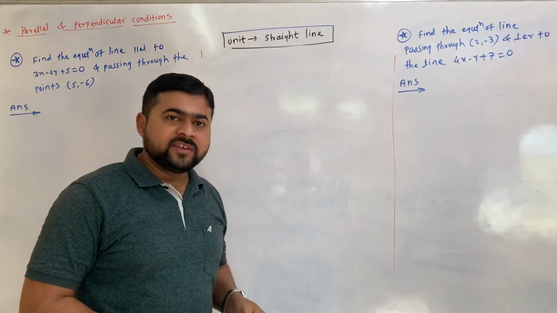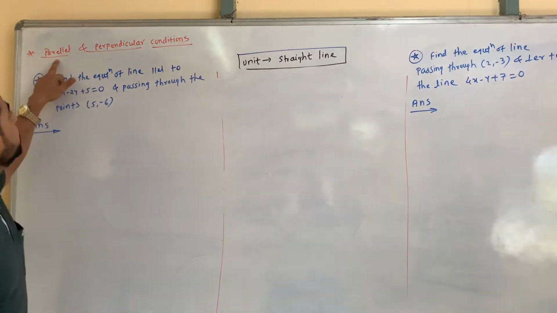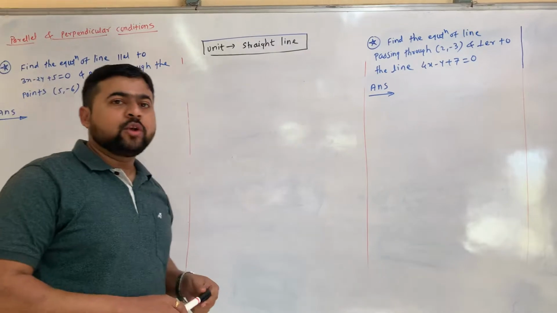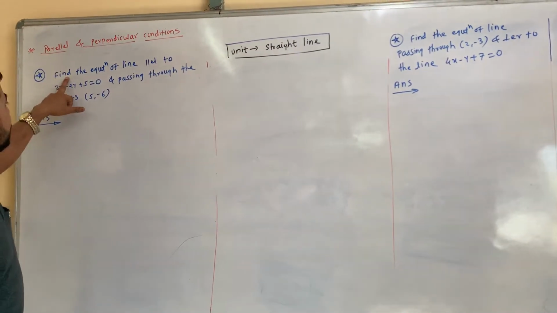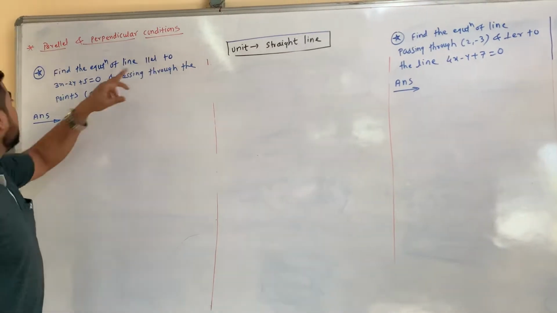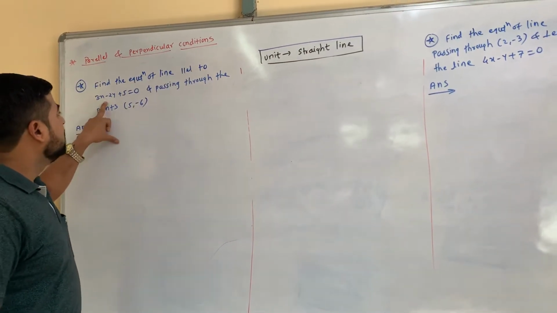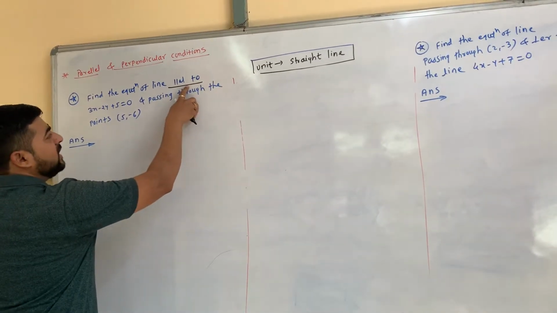Today we will see a new topic in straight lines, called parallel and perpendicular conditions problems. First problem: find the equation of the line parallel to this line and passing through these 2 points. This is the parallel line condition.